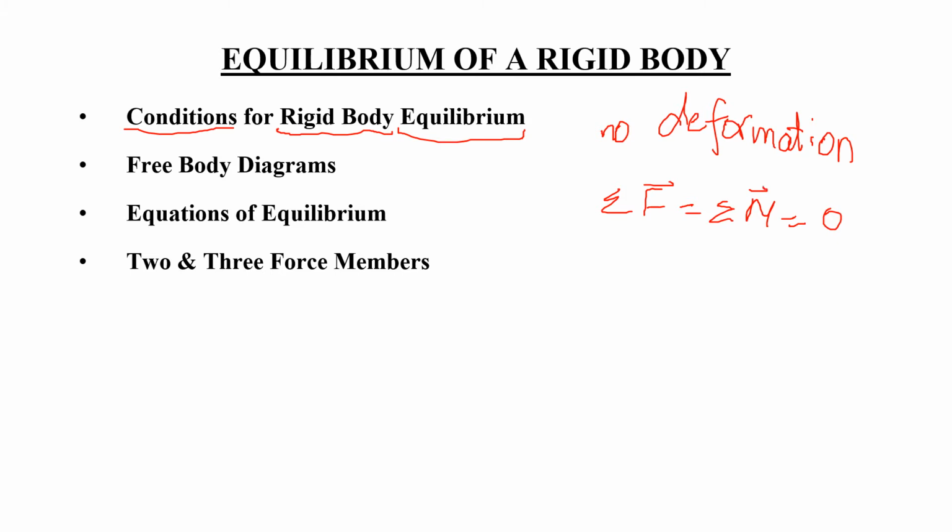And we will also talk about free body diagrams. This chapter will be distributed into 3 or 4 lectures. Today we will talk about these two topics. This topic will be continued in the next lecture as well, but let's just start with the conditions for rigid body equilibrium.